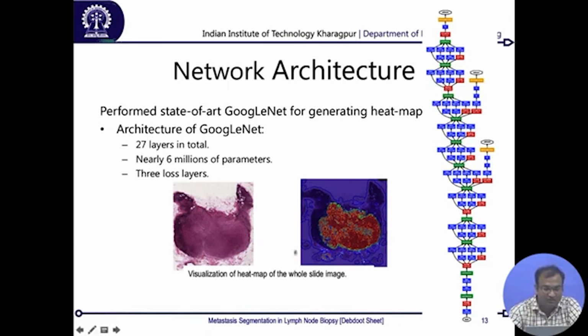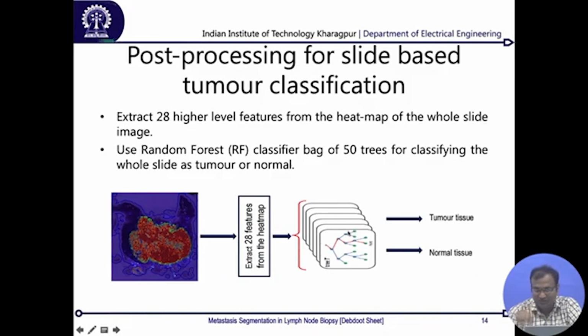Now with this initial evaluation, the heat map showing where the metastatic regions can be located, they extend this. They use this initialization coming from the CNN GoogleNet, and then they start extracting multiple features from the patches, and using those features they again train a random forest with 50 trees, and this predicts whether a particular slide has metastasis or is perfectly normal.